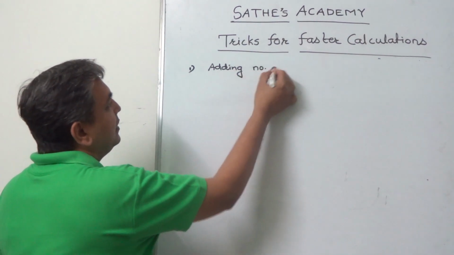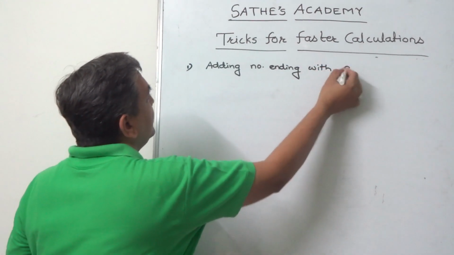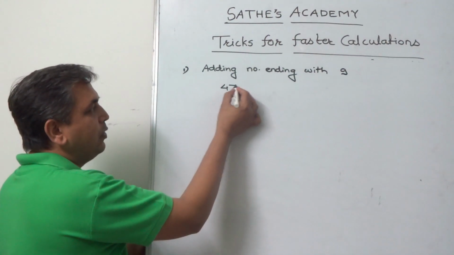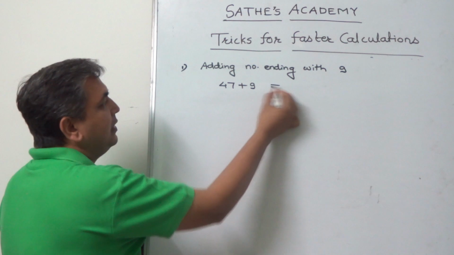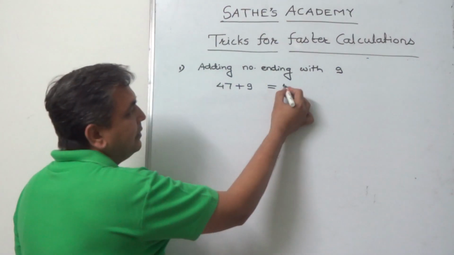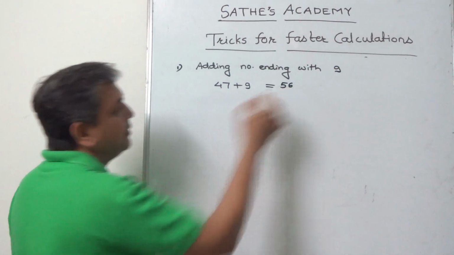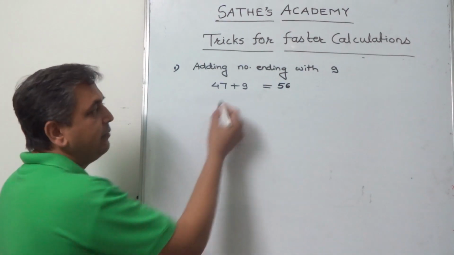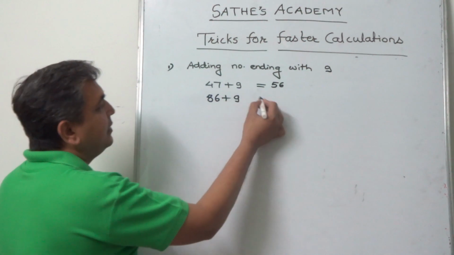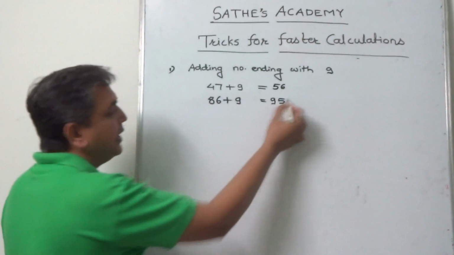Adding a number ending with 9 to some number. A very simple trick. For example, if we want 47 plus 9. Now what we do is, we increase the tens place by 1 and we reduce the units place by 1. So the answer is 56. We take two more examples. 86 plus 9. Increase 8, reduce 6, 95.